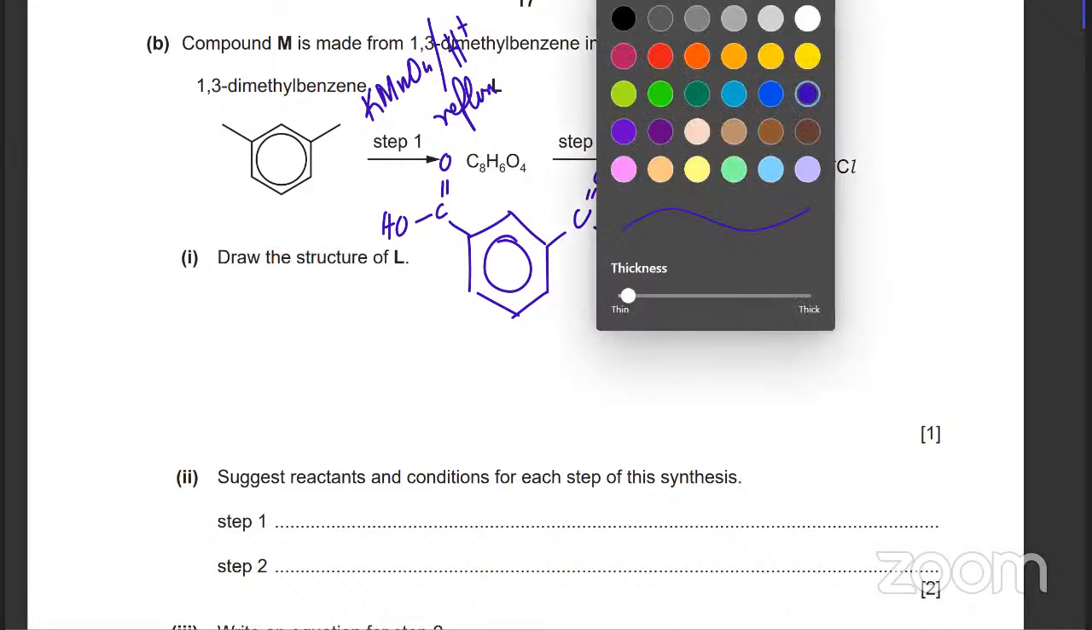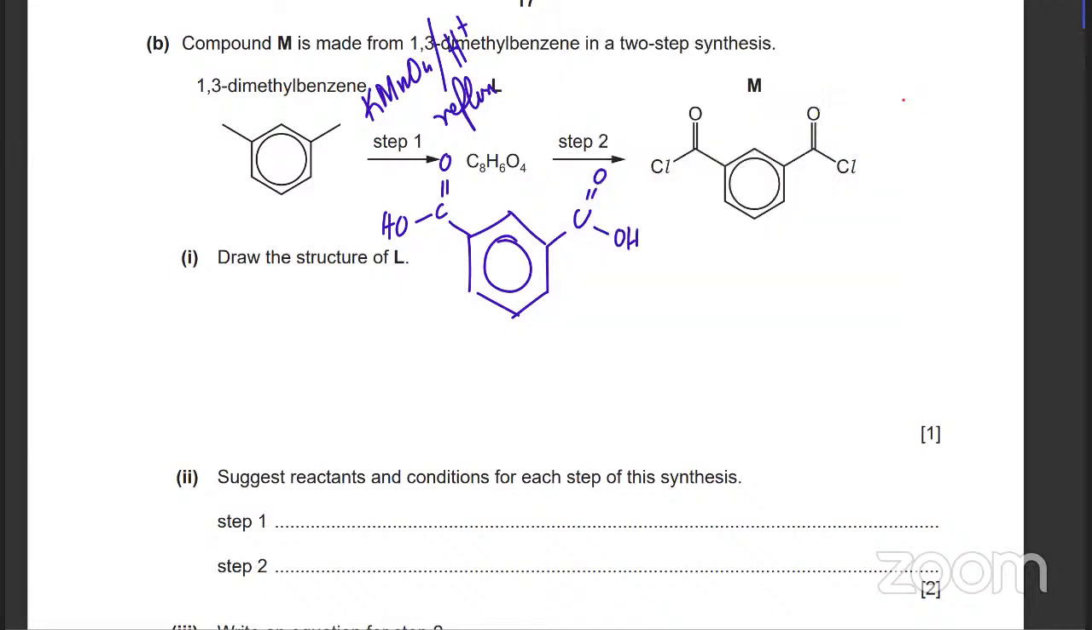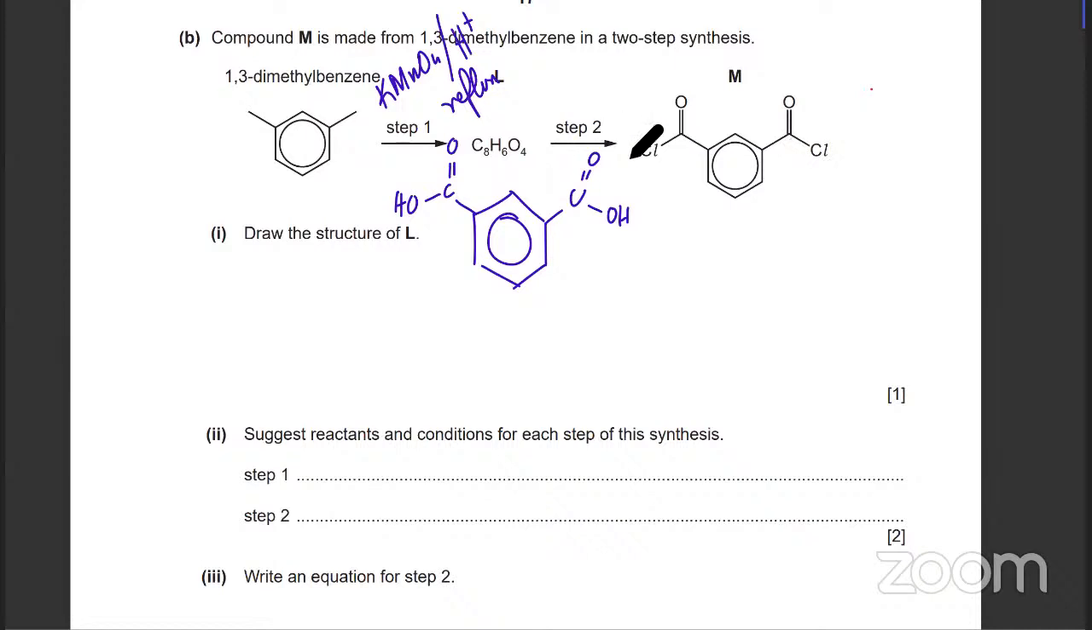Now this other one. How do you get rid of the OH and replace it with Cl? That's PCl3 plus heat, or SOCl2 plus heat. So that's how you do it.